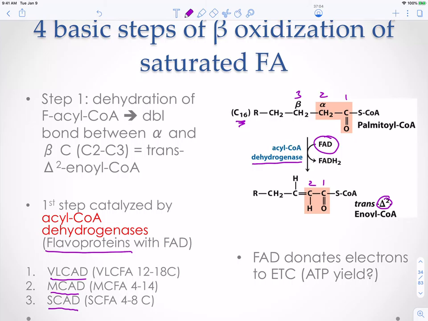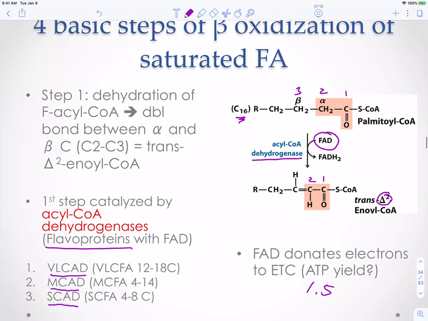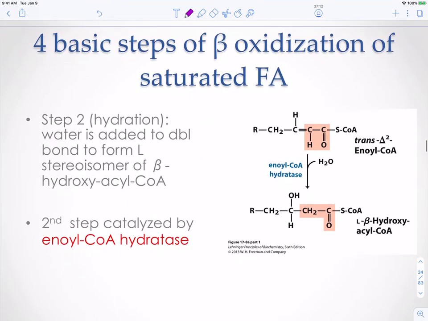And then your FAD is going to donate electrons to the electron transport chain, and ATP yields about 1.5. Now step two is going to be a hydration, in which you're going to add water to the double bond, and this will form the L stereoisomer of the hydroxyl acyl CoA. And so this L form is very important because the next enzyme is very specific for that L form.